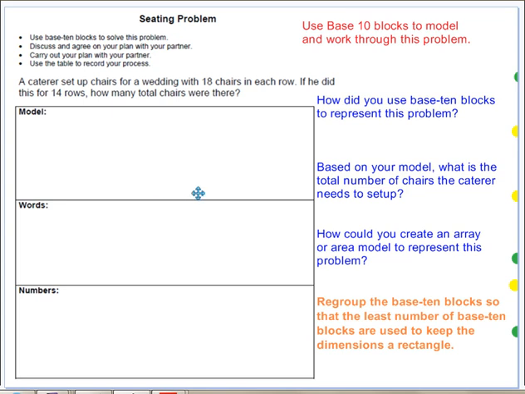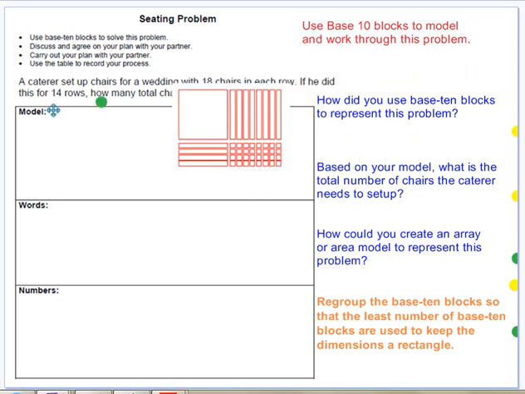So the first thing that you ought to do is think. I want you to pause the video here in a second and take some time to think about how you can set up and use the base 10 blocks to represent this problem. So go ahead and pause your video now, and then when you're ready, press play and we will check your answer. Okay, so how did you use your base 10 blocks to represent this problem?